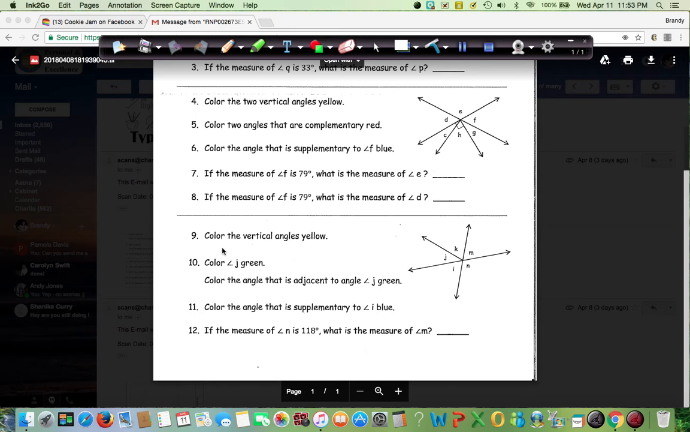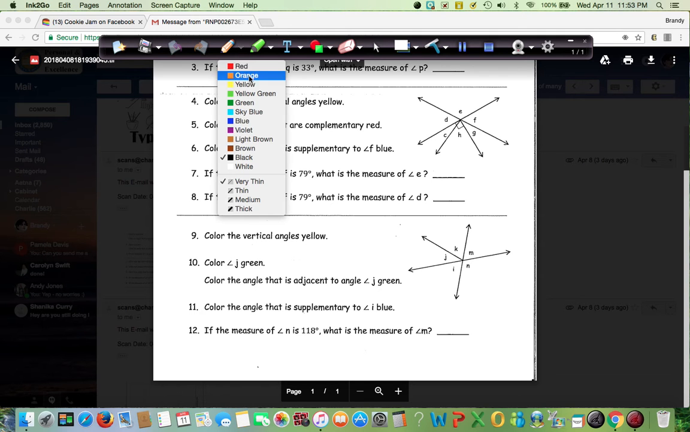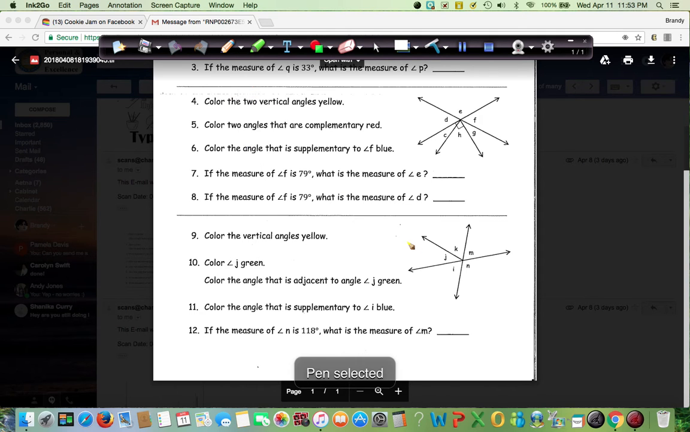So again, we're going to color the vertical angles yellow. So let's go back up here and get yellow. Now what's vertical? J and K aren't vertical, they're side by side. Remember, verticals have to be across from each other, kissing. Neither one, J or K, can go with N because N's a lot bigger. But you know what I see? Look at these two. Look at M and I.